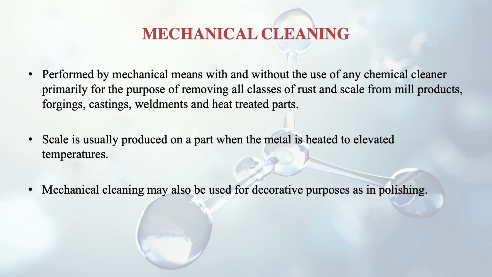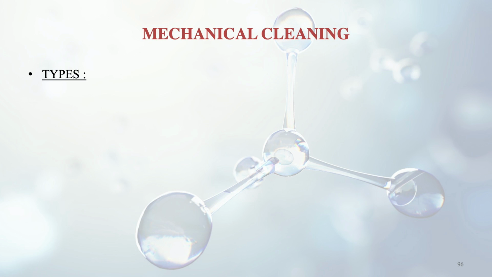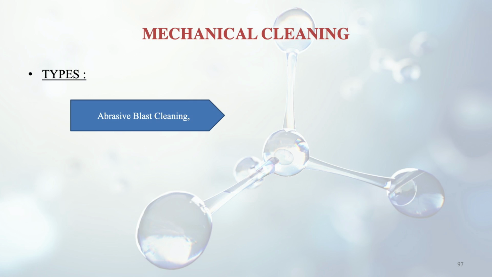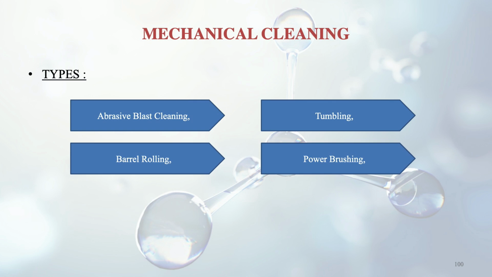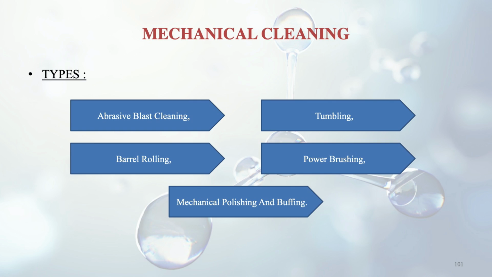And mechanical cleaning may also be used for decorative purposes, as in polishing. So in addition to the removal of impurities, we can use it for decorative purposes as well. And what are the types of this mechanical cleaning? There are basically 5 types which I am giving you here. The first one is abrasive blast cleaning, the next is tumbling, then barrel rolling, then power brushing, and finally mechanical polishing and buffing.